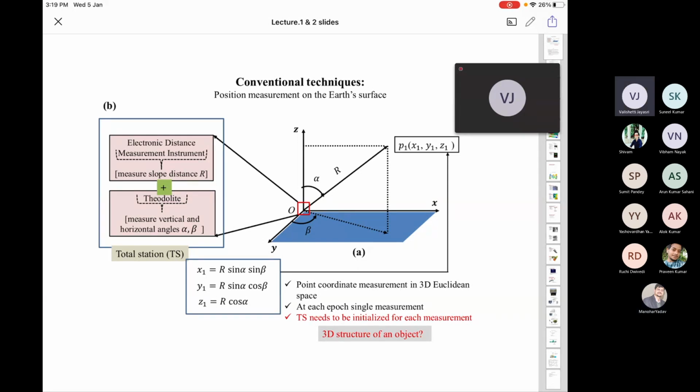When we see the object, can you have a 3D sense of an object if you look at the object from a moving train? No. But if you sit somewhere and look towards the object, you have a sense of 3D, because you are analyzing that object in your reference frame. Similarly, first of all, you need to fix a coordinate system. And in that coordinate system, the point P1 coordinate is calculated.